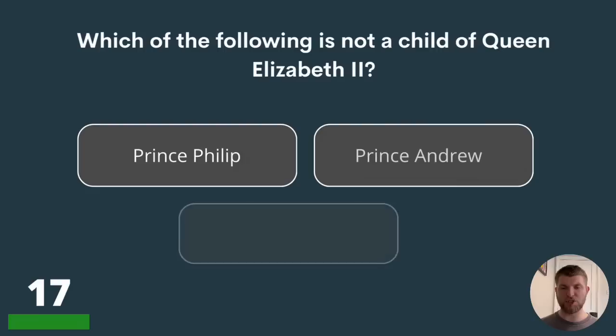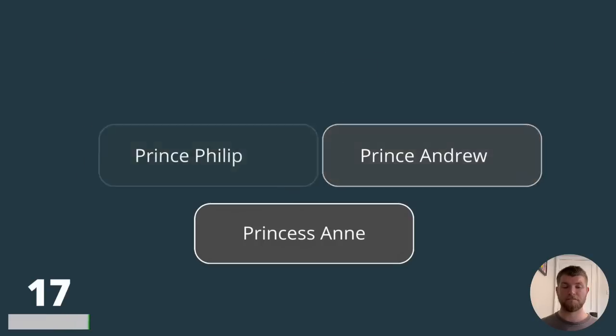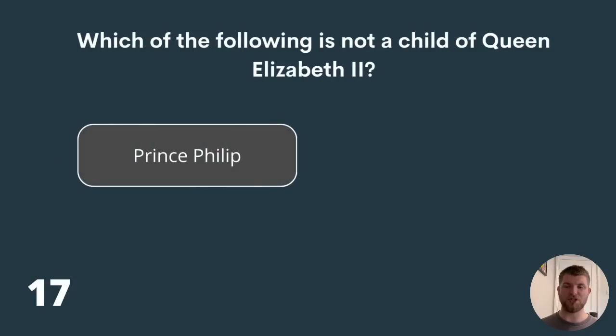17. Which of the following is not a child of Queen Elizabeth II? Prince Philip, Prince Andrew, or Princess Anne? Prince Philip is not a child of Queen Elizabeth II.